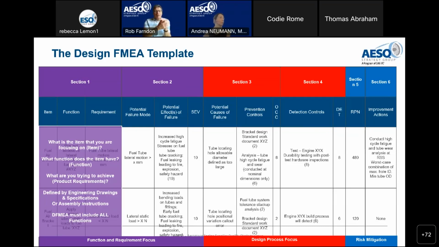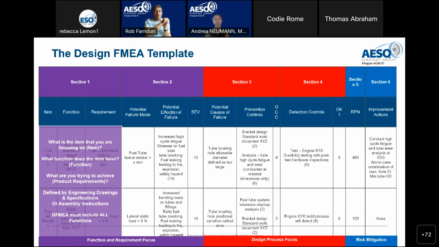We said there the DFMEA must include all the functions. There are a few riders on that, which we'll possibly come to, but it's around the scoping of the actual analysis that you're doing. Clearly, if you're doing a new design, you need to consider every function and every part or every item inside the definition. If you're changing a part, if you're modifying a part, clearly you can restrict that scope according to the functions or the items, the features that you're changing.